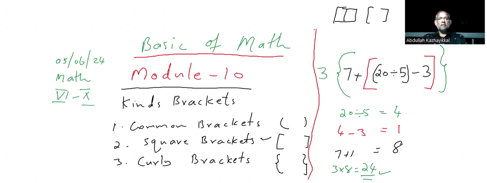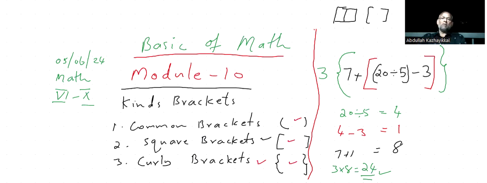Now, let me check for the next bracket. That is the curly bracket. See here, common bracket, square bracket, and curly bracket. You know, curly hair like that, or another word is flower bracket. Anyway, what is the use of this bracket? We saw here three brackets are there.